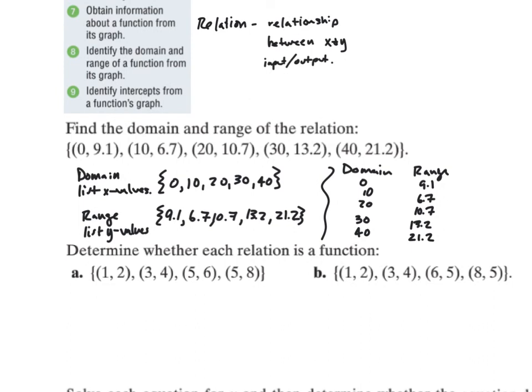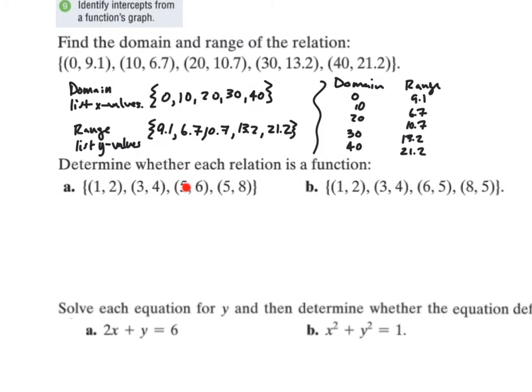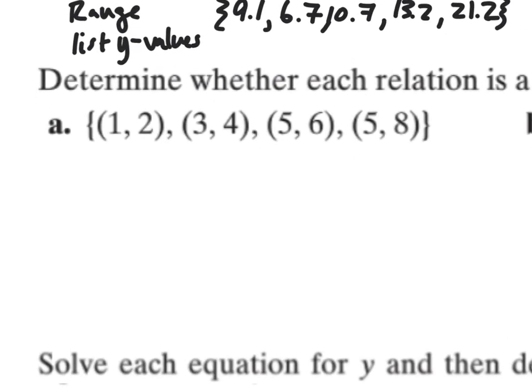If I'm simply listing out my domain and it's a set of numbers, I usually do it like this, okay? But on parts A and B, where it says determine whether each relation is a function, I usually write it like this, okay? And so what I do is I write out my domain, and then my range, like so.